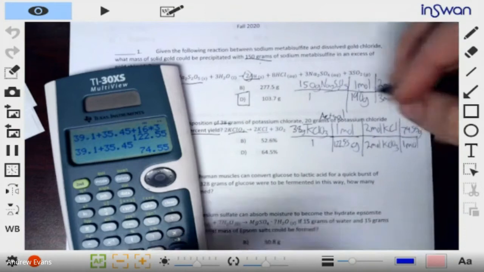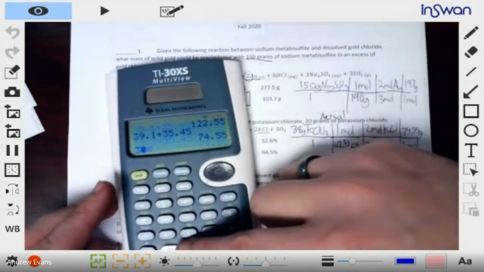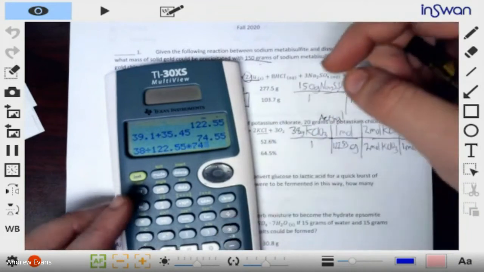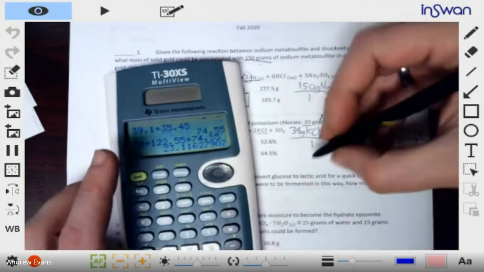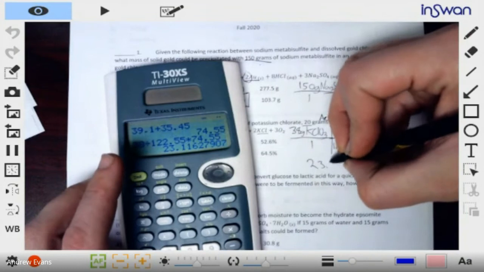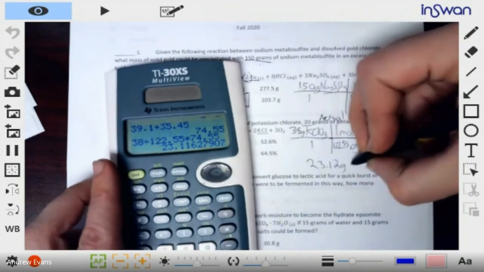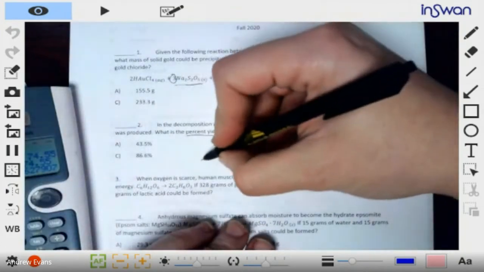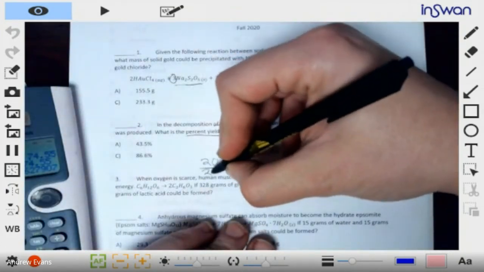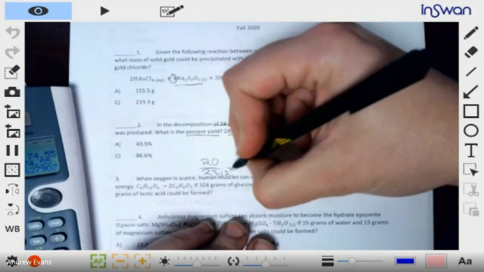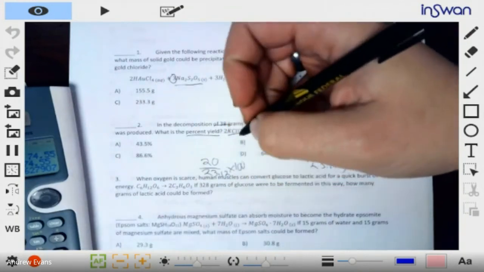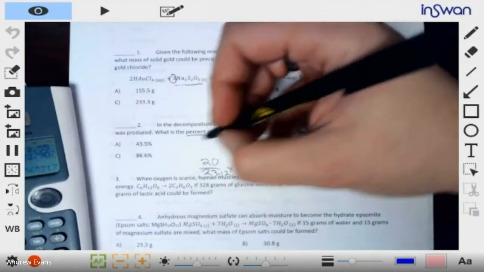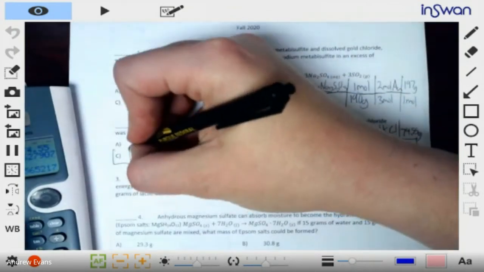So let's figure out, what is my theoretical yield? 38 divided by 122.55 times 74.55 is 23.12 grams. That's the theoretical. So 20 divided by 23.12 times 100, that's about 86%. So answer C.